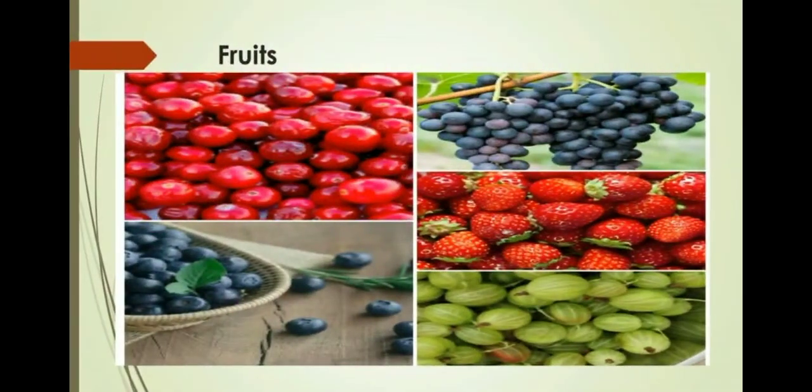Fruits. Mainly citrus fruits are cultivated in Texas, California, the Great Lakes regions and the St. Lawrence Valley. The important fruits of North America are cranberries, blueberries, Concord grapes, strawberries, gooseberries and other fruits.